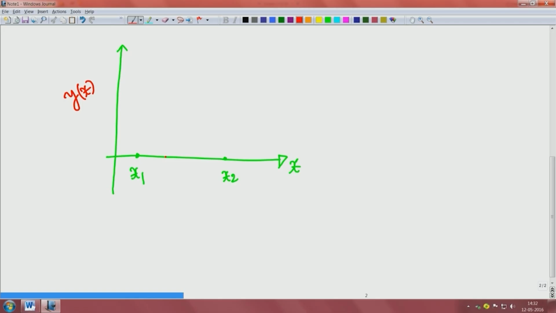Any value I take in the domain x1, x2, there must be a unique value y of x. If I take another point, there should be another one. So, if I do that, I should have a function, something like that. For any value that I take over here, there should be a unique value for y of x. That is what a function is. We all know intuitively what a function is. Let us understand what a functional is in the same intuitive way.